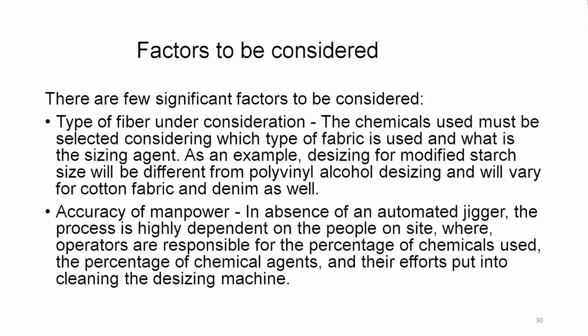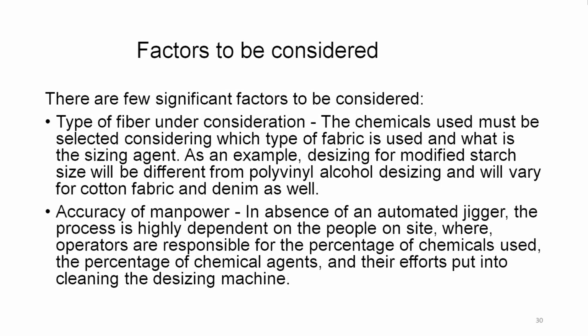Factors to be considered. There are a few significant factors to be considered. Type of fiber under consideration. The chemicals used must be selected considering which type of fabric is used and what the sizing agent is. As an example, desizing for modified starch size will be different from polyvinyl alcohol desizing and will vary for cotton fabric and denim as well. So, the sizing agent's choice is dependent on the type of fabric. Similarly, the type of sizing agent that has been used will require a different process for desizing.